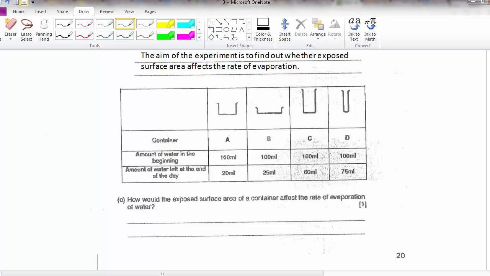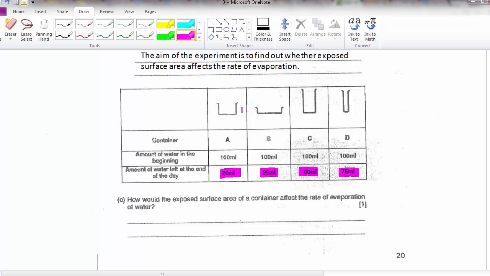So if we look at what is happening here, okay, amount of water in the beginning is all the same, but if you look carefully, A 20 ml, B 25 ml, C 60 and D 75. So what do you notice? This has the least amount of water at the end. This is the second least amount, and this is third, and this is obviously the most. So what do you notice about this experiment?